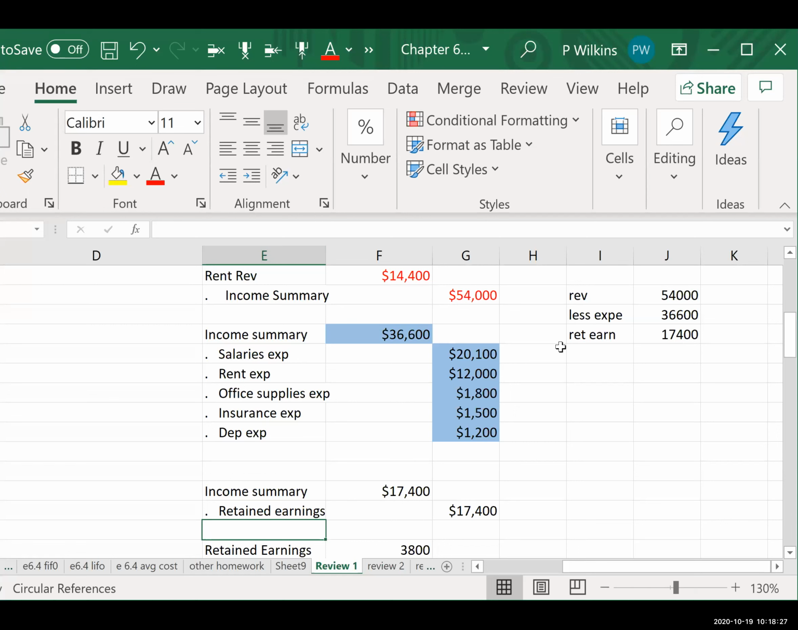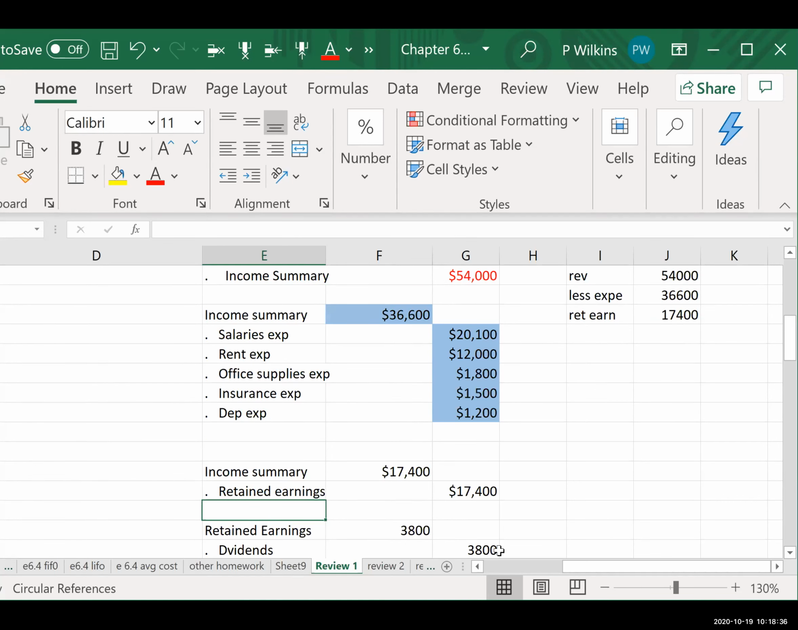All right. The next thing we're going to do is the dividends, and your problem may or may not have dividends, and the dividends go directly to retained earnings. So dividends have a debit balance. So in order to clear it out, we have to credit it, right? So we're going to debit retained earnings, $3,800, and we're going to credit dividends, $3,800.